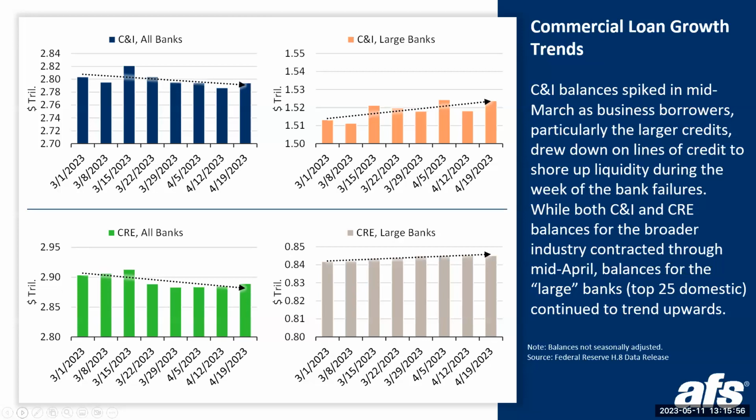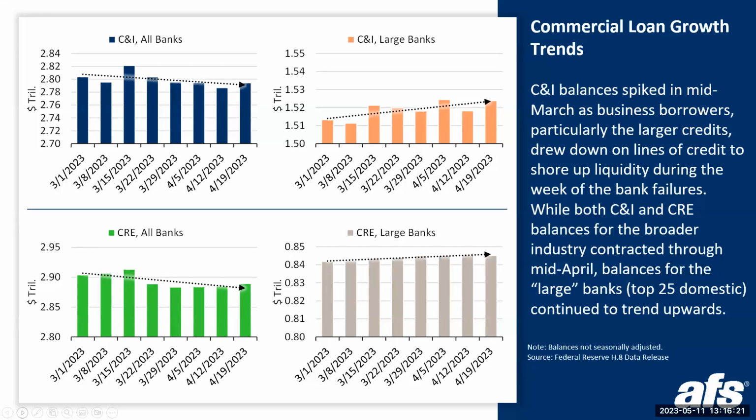For the whole industry, we saw C&I balances spike in the week of SVB's failure. Our theory is that firms drew down on lines of credit to shore up cash during a period of market disruption. What perhaps is more interesting is the divergence in trends between the large banks and the rest of the industry. Through mid-April, both C&I and CRE balances trended downwards for all banks.